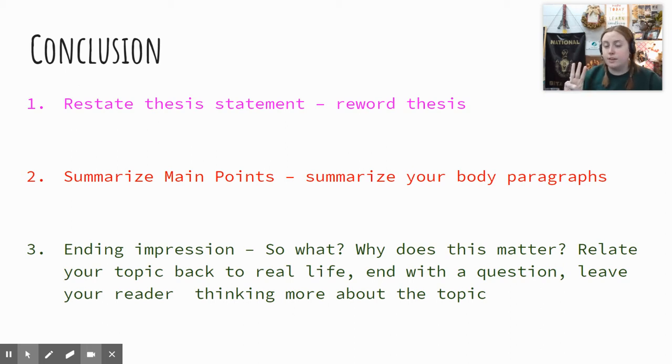Now, your very last paragraph is your conclusion. There are 3 parts of the conclusion paragraph. The first thing you do is restate your thesis statement. This is where you basically just reword everything you've said. You're not saying anything new in your conclusion paragraph. Everything is going to be just reworded or spun in a new way. There's no evidence, no quote, nothing brand new. So you just reword your thesis statement. Then you summarize your main points. Typically, this is about 2 to 3 sentences.